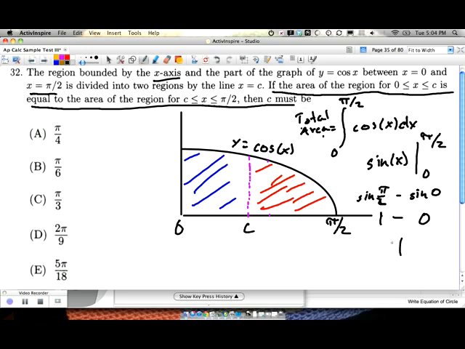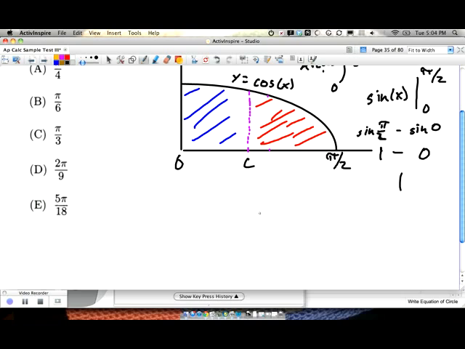So what it's asking me to do then is go through the same process, but instead of going from 0 to pi over 2, it's going to go from 0 to c. I've already done the antiderivative. Everything else just repeats itself, except that top boundary. That's the only piece that's changing.